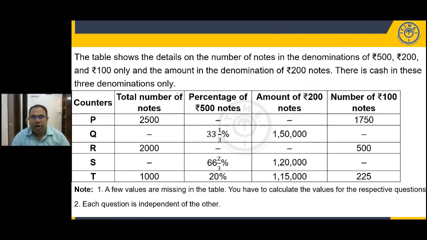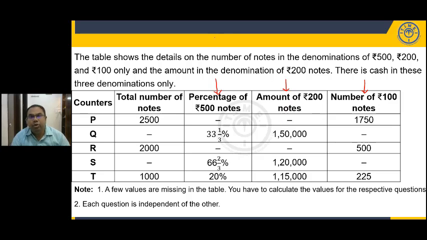Fine. Now, you have to be careful here. There are counters P, Q, R, S, T, 5 counters. Total number of notes is given here for P, R and T. If you look at 500 rupee notes, it is given in terms of percentage. 100 rupee notes are given in terms of the number of 100 rupee notes present. 500 rupee notes are given in percentage. Whereas when we come to the 200 rupee note, it is given in terms of amount.